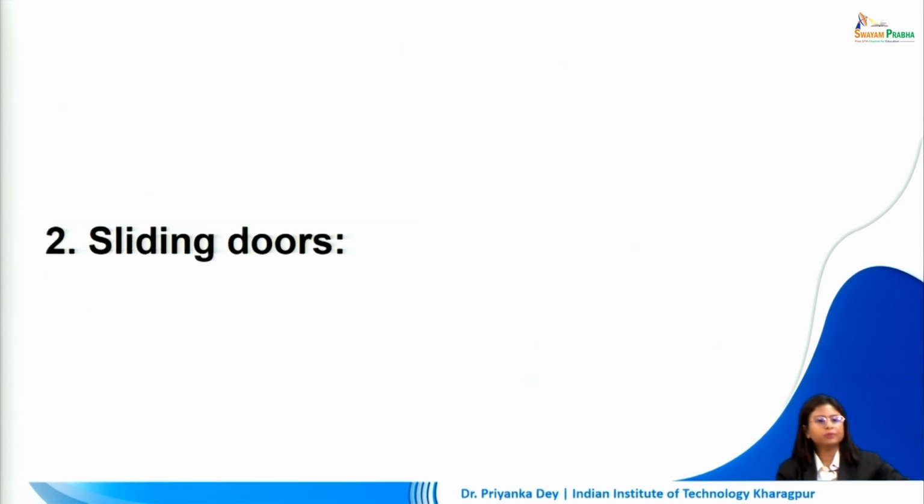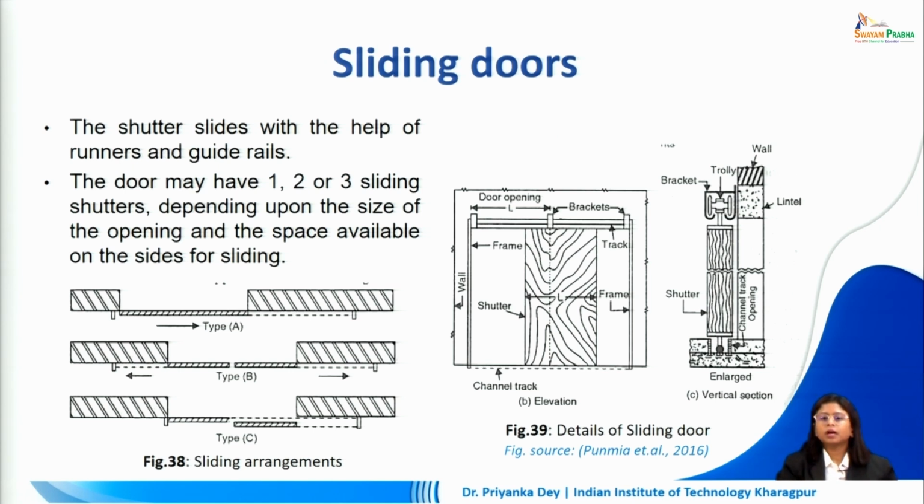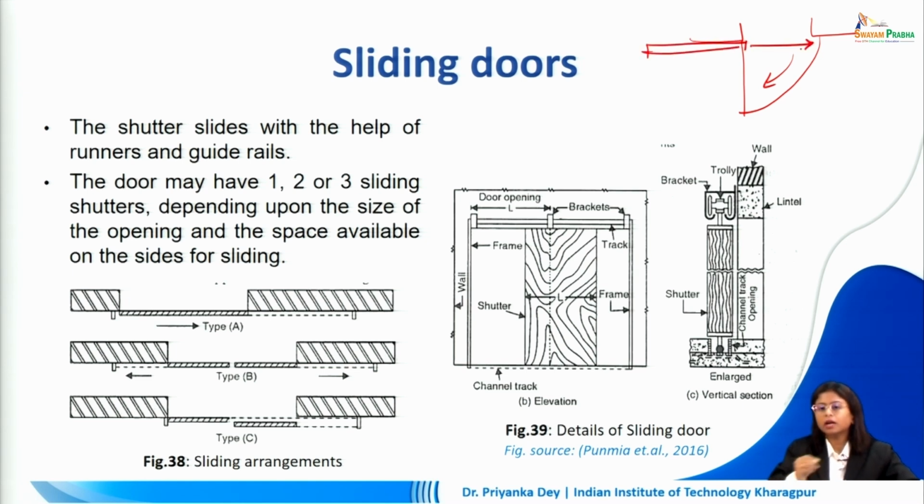The next type, which is the sliding door, this shutter slides with the help of runners or guide rails. So it doesn't open, it slides along a rail. Now this is very useful in situations where we do not have a space for opening the door. So if in plan we do not have the space to open, we might want the door to slide along the wall.